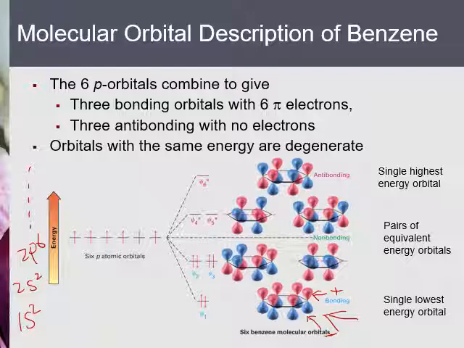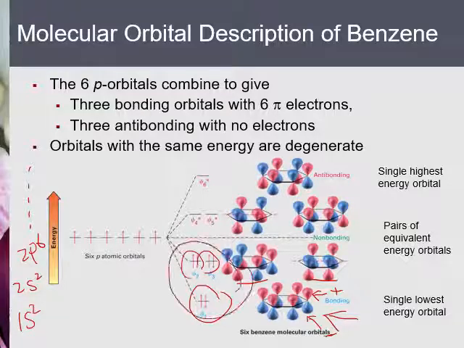And this molecular orbital contains 2 electrons. Above it, you have 2 more molecular orbitals, each with 2 electrons. And that all together is the 6 pi electrons. Above them, you have 3 more molecular orbitals that are empty.